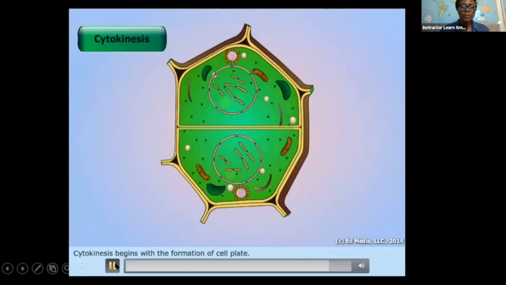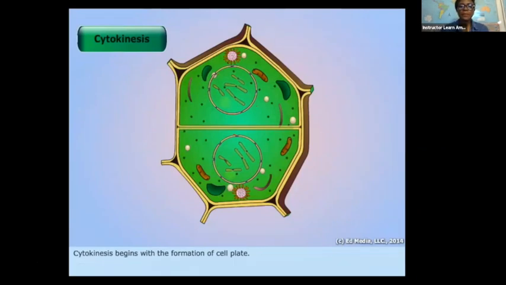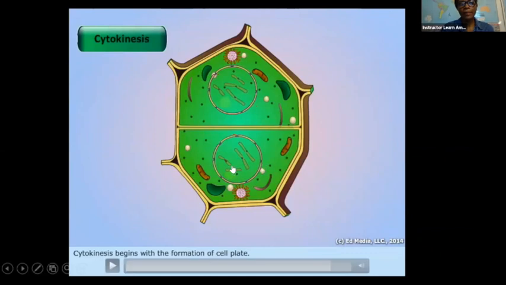Cytokinesis begins with the formation of a... All right, so before we go on to cytokinesis, you're going to see, once again in telophase, the nuclear membrane will come back and reform. And you should have an identical number of chromosomes on each side.